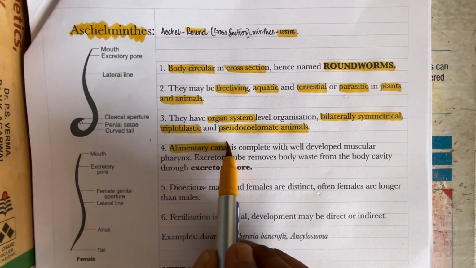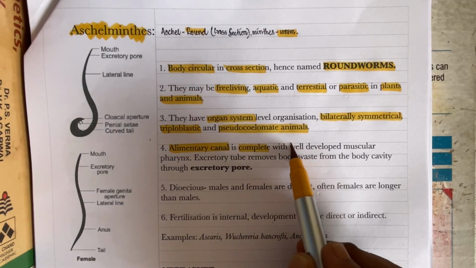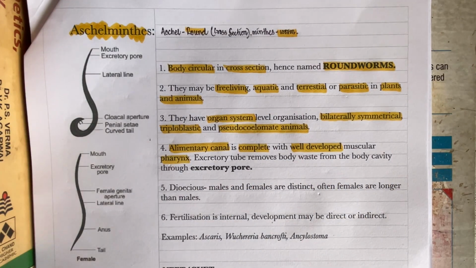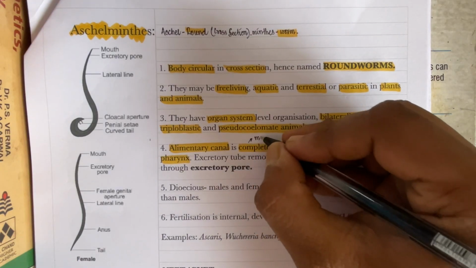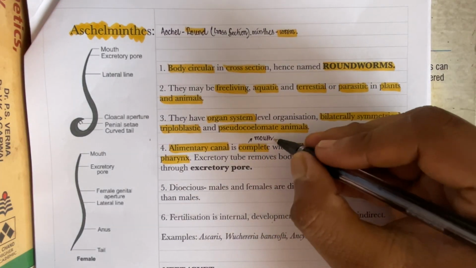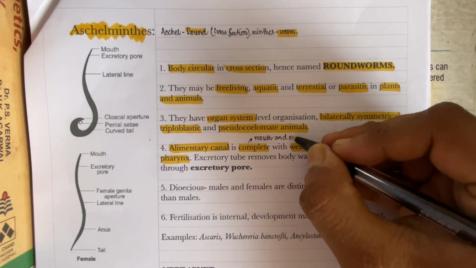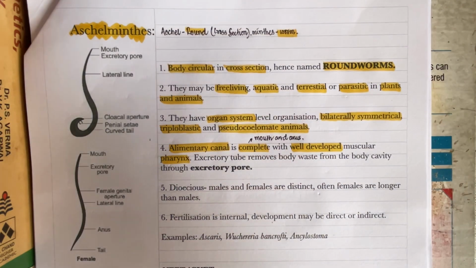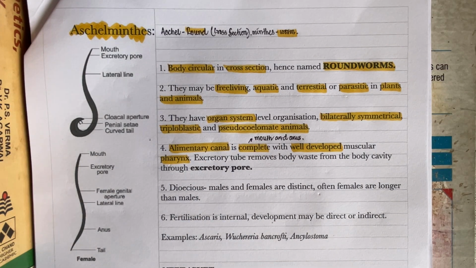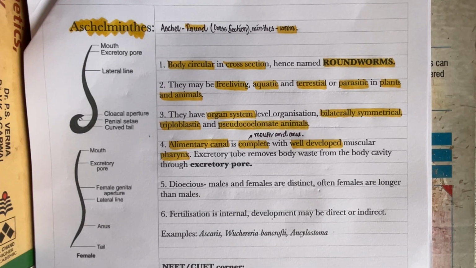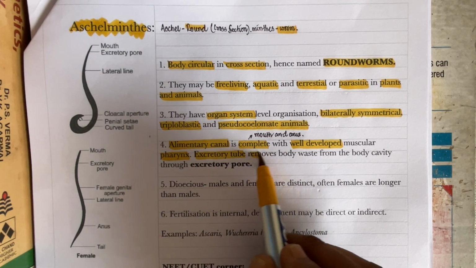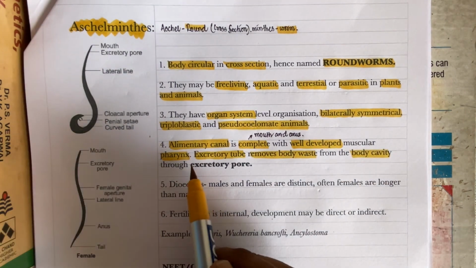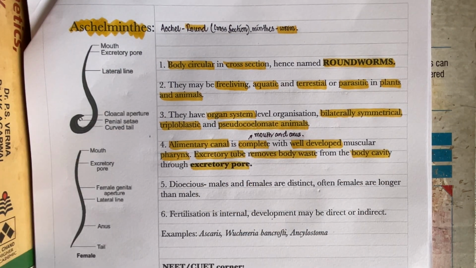The alimentary canal is complete with well-developed muscular pharynx. By this statement, we mean that since it is complete, obviously they are going to have separate openings for mouth and anus. Along with that, they have a muscular pharynx, which is a defining structure of Aschelminthes. Their excretory tube removes the body waste from the body cavity with the help of excretory pore. I'll show you with the help of a diagram.